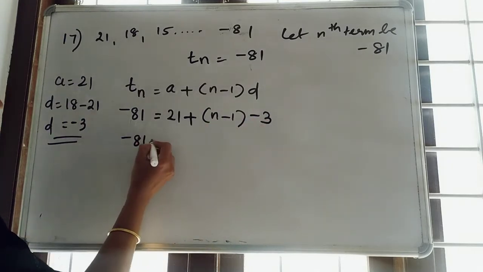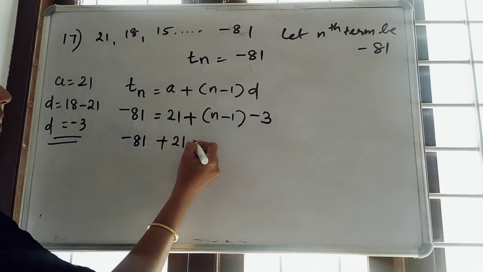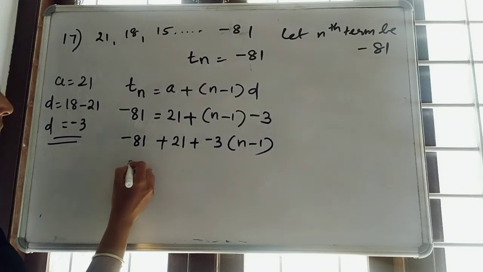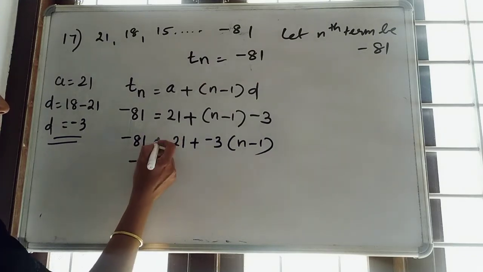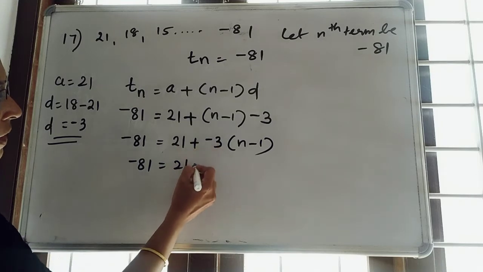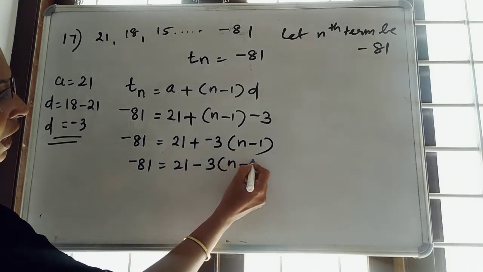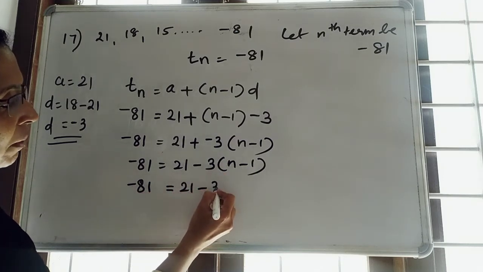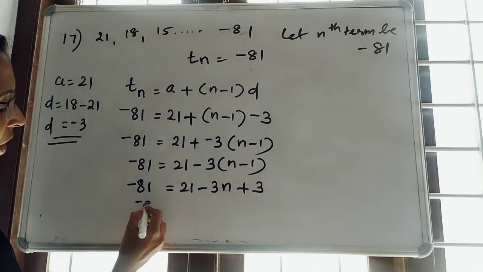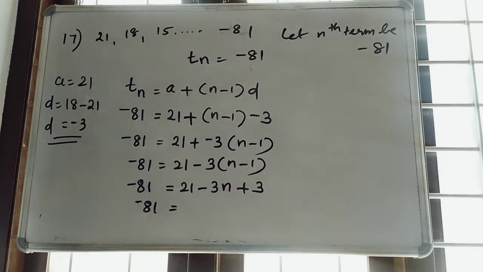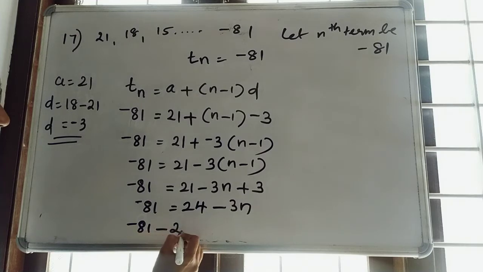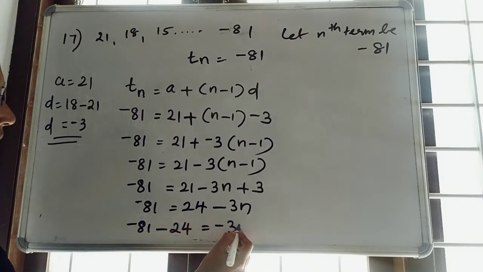So negative 81 is equal to 21 plus negative 3 into n minus 1. Change the bracket: negative 81 is equal to 21 minus 3n plus 3. So negative 81 is equal to 21 plus 3, which is 24, minus 3n. So negative 81 minus 24 is equal to negative 3n.